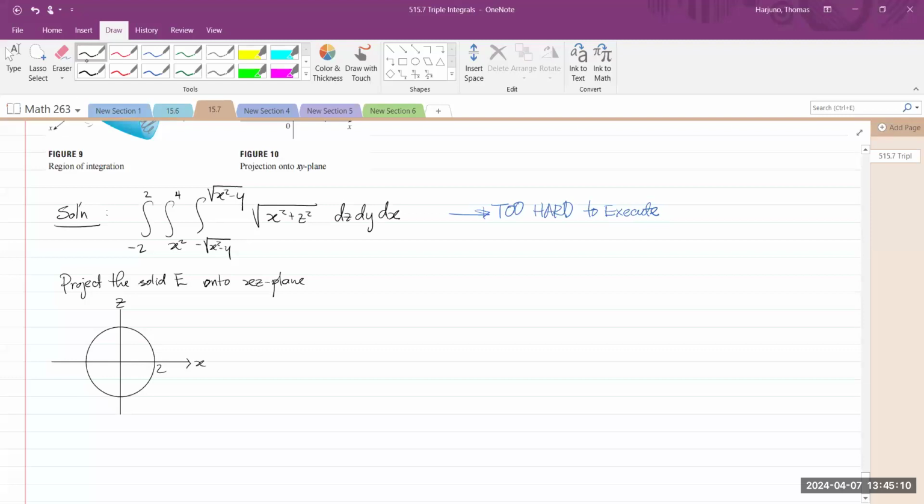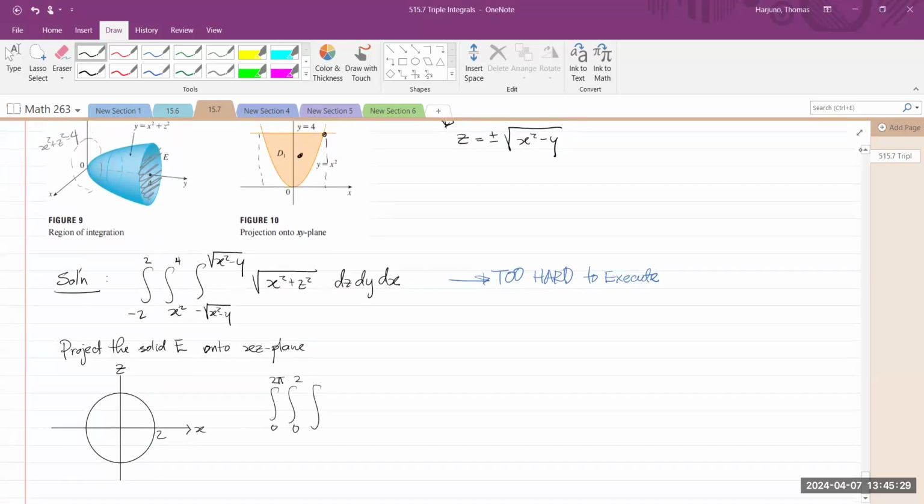Now, why is it important? Because all of a sudden, my outer integral can be expressed as theta from 0 to 2 pi, and 0 to 2 for the radius. In the inner integral, when I choose a point on that disk and I move in the y direction, I will enter the solid E at that paraboloid, and then get out from that paraboloid at the plane y equals 4. In other words, I will enter at x squared plus z squared and get out at y equals 4. So we get x squared plus z squared dy r dr d theta.